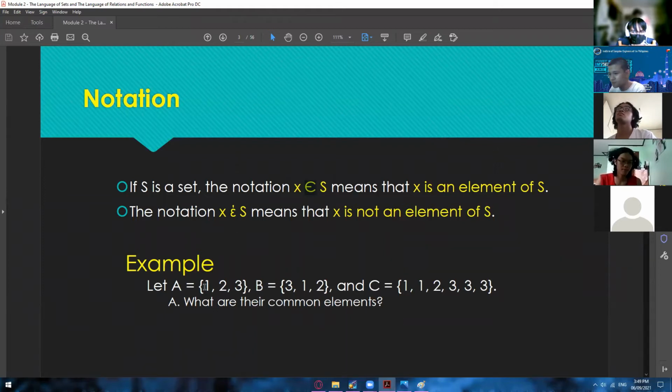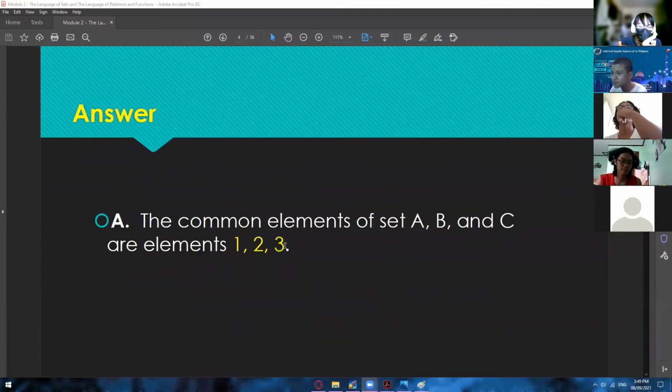So for example, this is the set A, which contains the elements 1, 2, 3, and then set B, which contains the elements 3, 1, 2, and then set C, which contains the elements 1, 1, 2, 3, 3, 3. Here's the question: what are their common elements? Anyone who would like to answer? Okay, coming from Mr. C and De La Cruz, it's 1, 2, 3. Very good. Most of you got the correct answer. So the answer is 1, 2, 3.